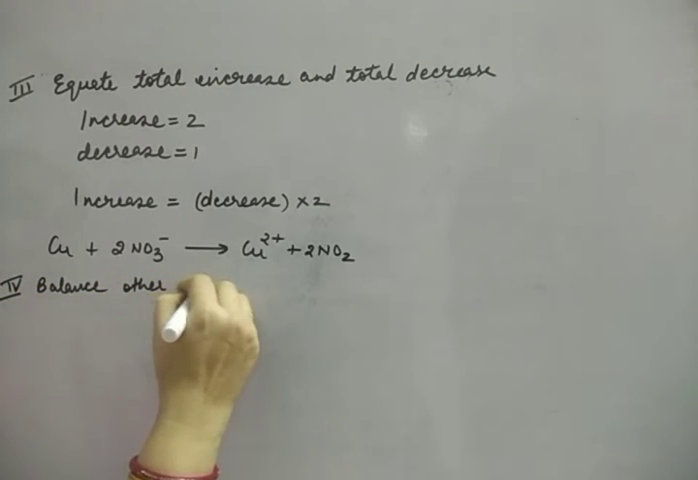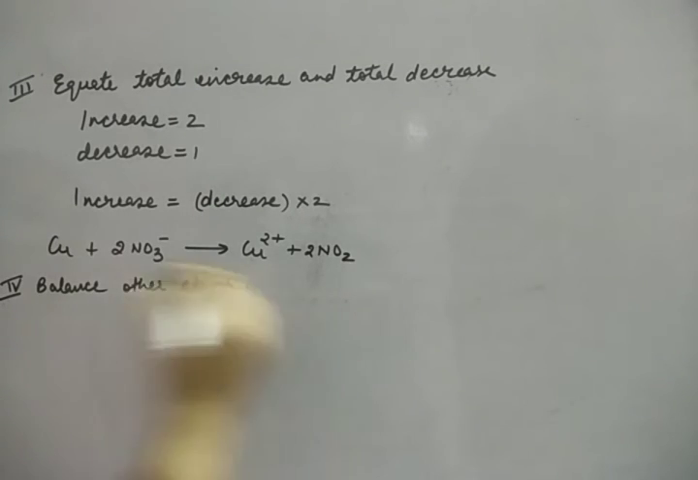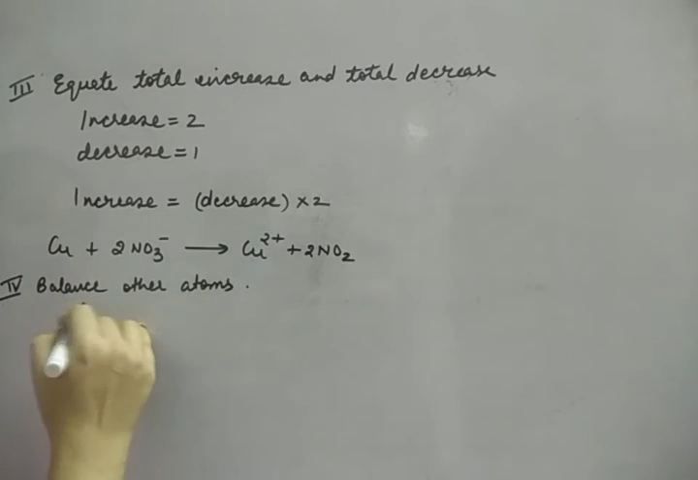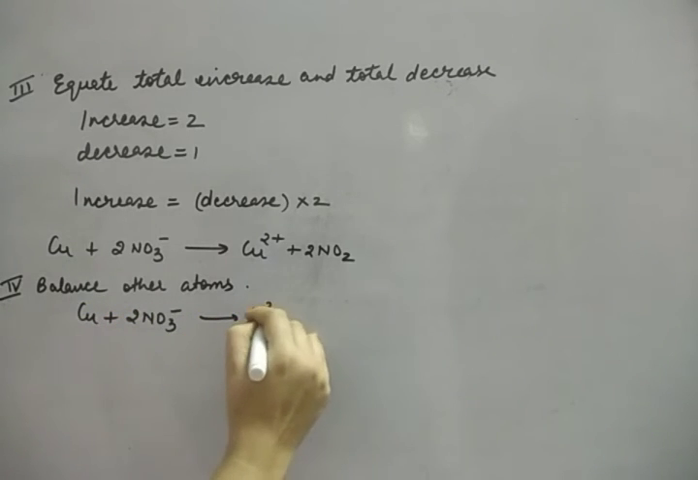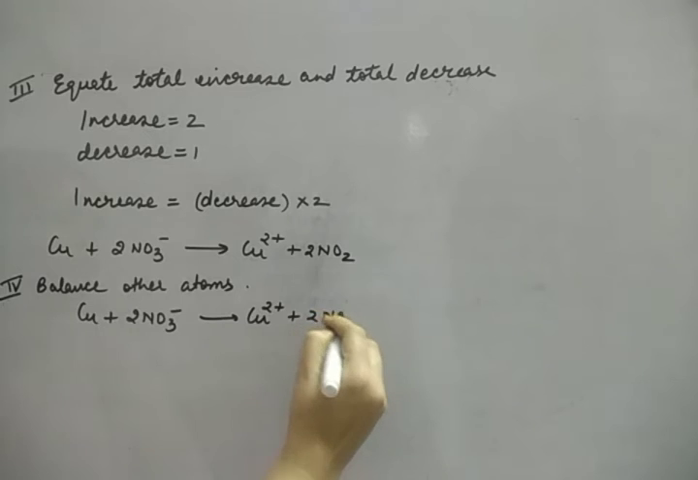Now the fourth step is to balance other atoms. Other atoms means atoms other than hydrogen and oxygen, and they are already balanced, because copper here it is 1, here also it is 1, nitrogen here it is 2, here also it is 2.